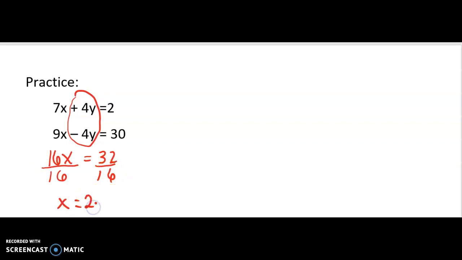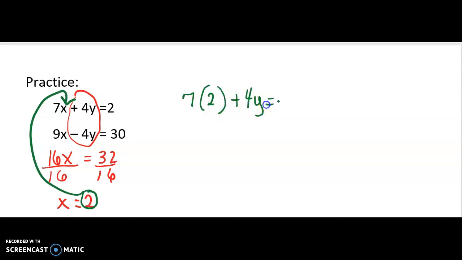x equals 2. All right? So now I know x is 2. I need to work on finding my y. So I can put my x being 2 inside one of my equations. So I'm going to drop the 2 into that top equation. When I do that, I continue to simplify.